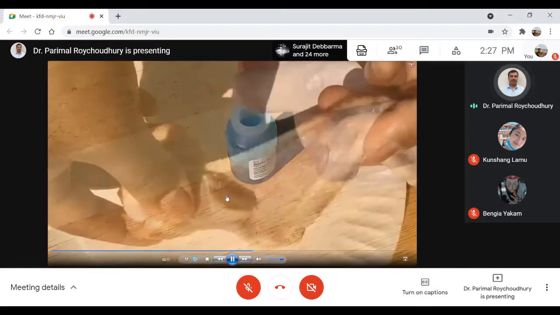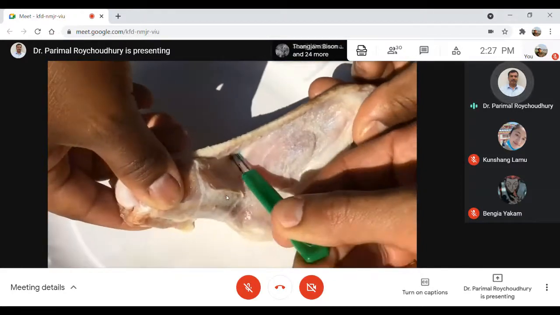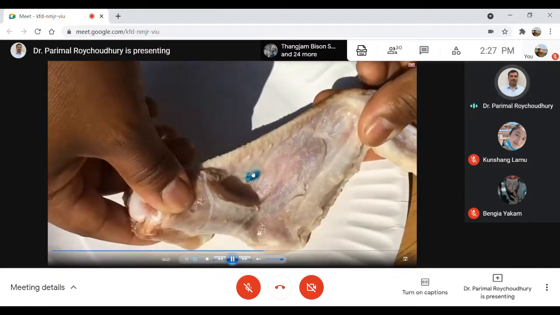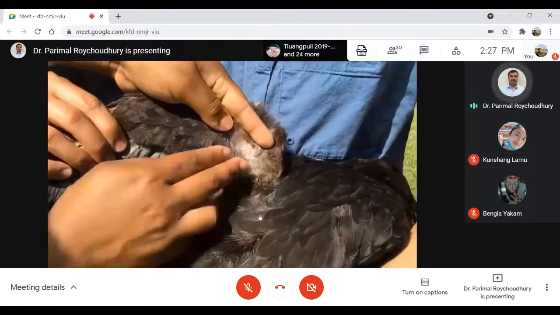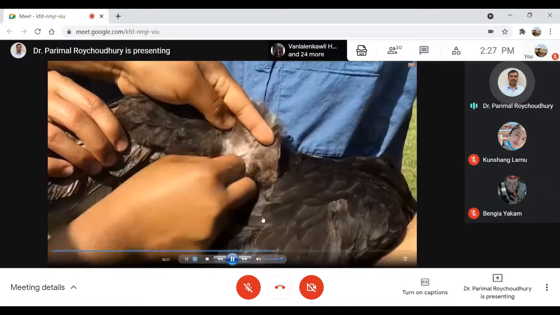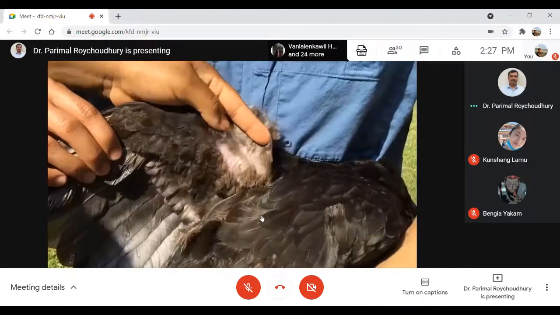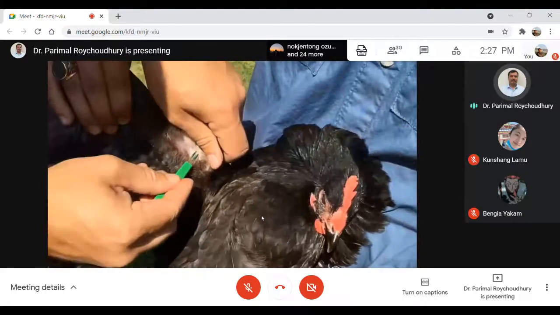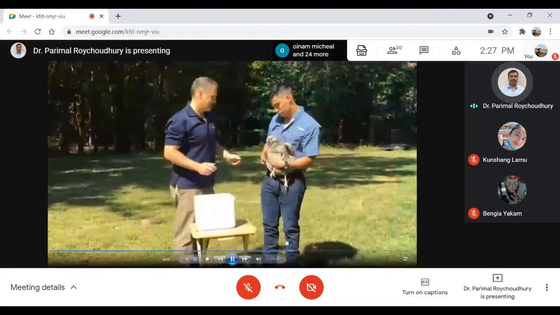This kind of applicator is available for administration. Then just punch it this way. So what will happen? The vaccine will penetrate into the skin folds. This is what we call the wing web method of application of vaccines. We can just pluck a few feathers, then dip into this vaccine bottle and just punch it. This is the way of administering.